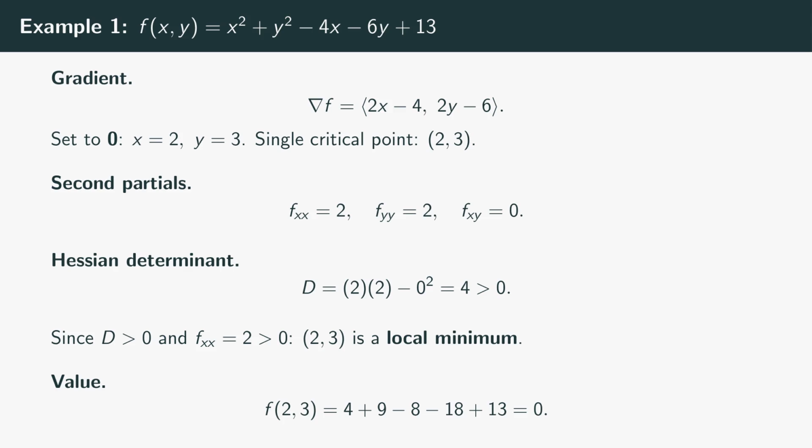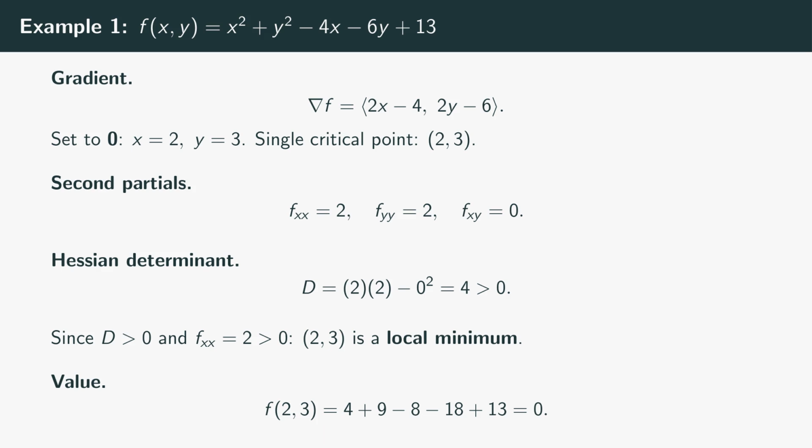First worked example. Take f(x, y) equals x squared plus y squared minus 4x minus 6y plus 13. Step 1: find critical points. The gradient is the vector with components 2x minus 4 and 2y minus 6. Setting both components to 0 gives x equals 2 and y equals 3, so there is a single critical point at (2, 3).